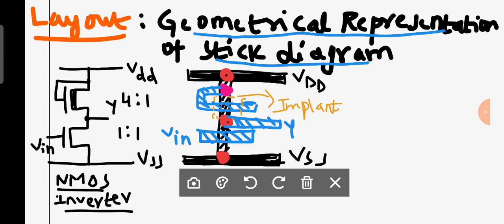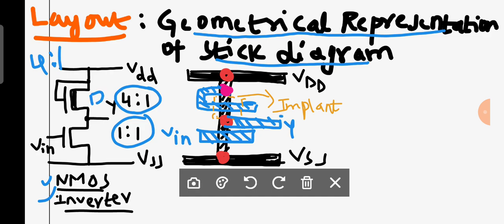Layout. Now you can observe on the screen, I have considered an example of an NMOS inverter, which is a 4:1 NMOS inverter. If you observe, the pull-up ratio is 4:1, the pull-down ratio is 1:1. If you consider overall from pull-up to pull-down, then the ratio becomes what? 4:1. Is it clear?